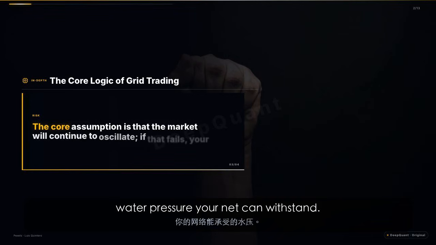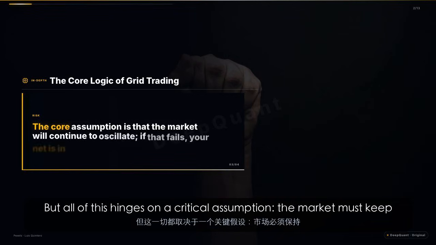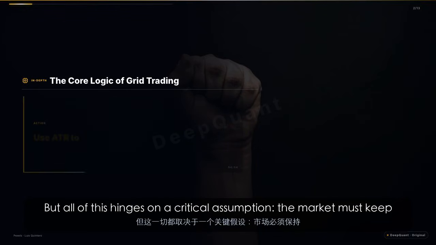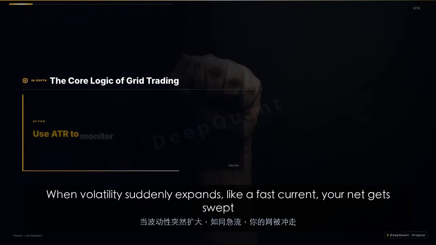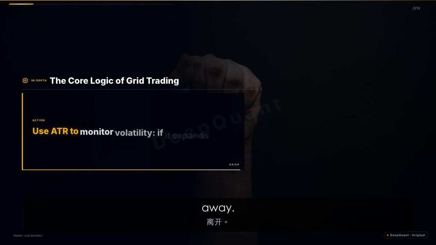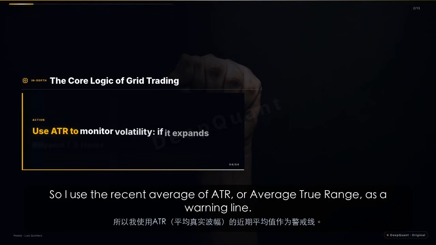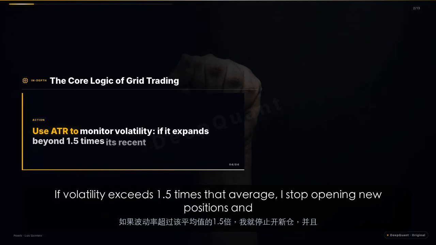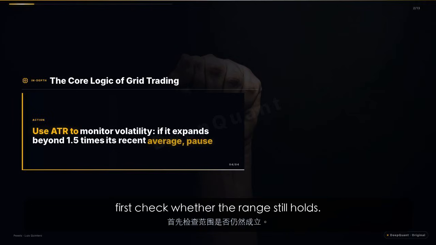But all of this hinges on a critical assumption: the market must keep oscillating. When volatility suddenly expands, like a fast current, your net gets swept away. So I use the recent average of ATR, or average true range, as a warning line. If volatility exceeds 1.5 times that average, I stop opening new positions and first check whether the range still holds.